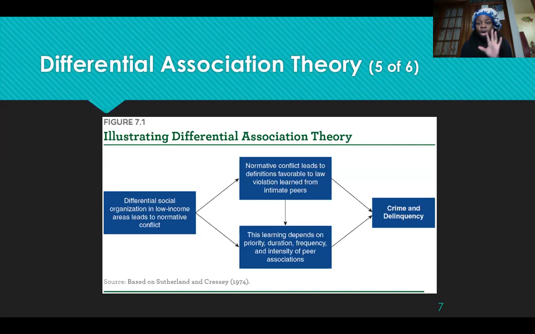Pause here. There is also an example in your textbook that you can read before viewing this figure. So pause here, view this figure, and make sure you understand how a differential association works.